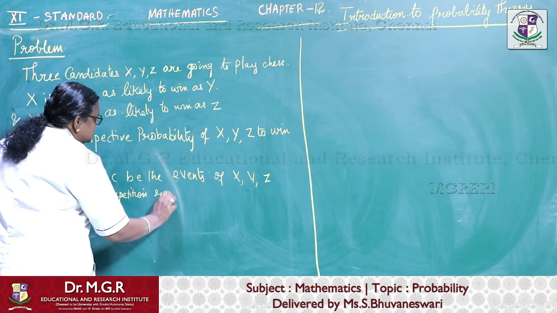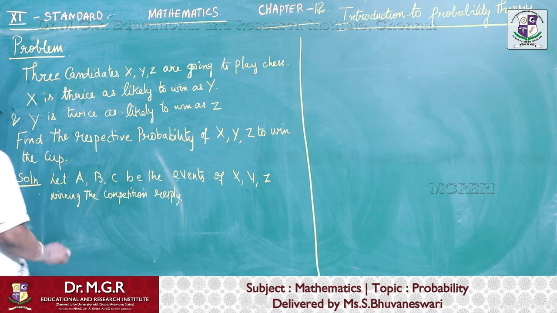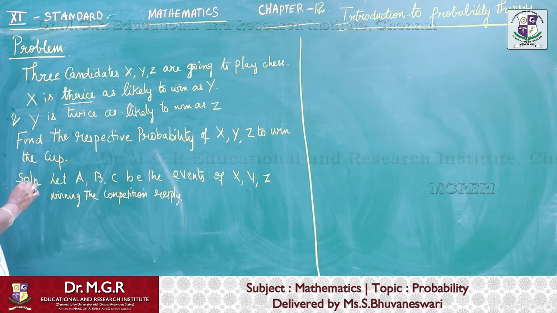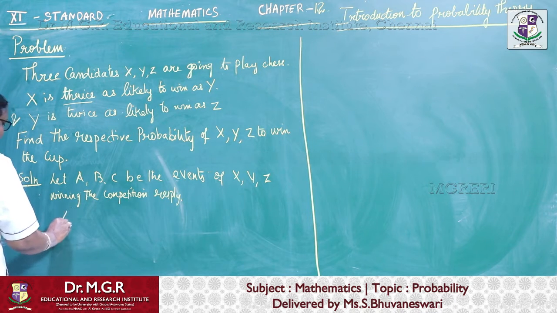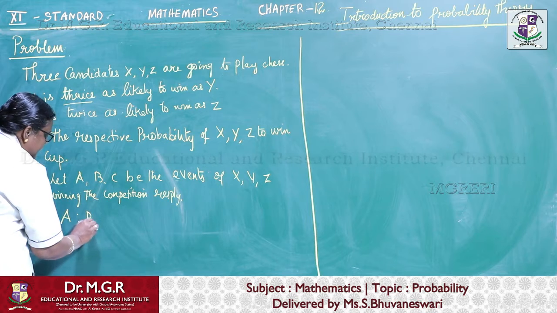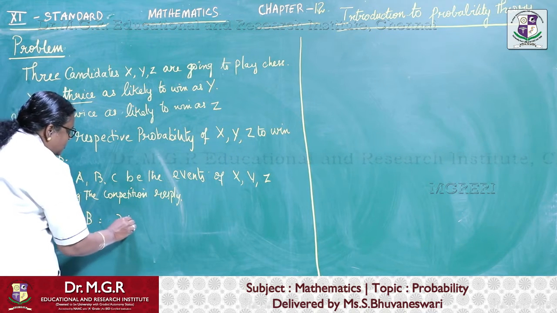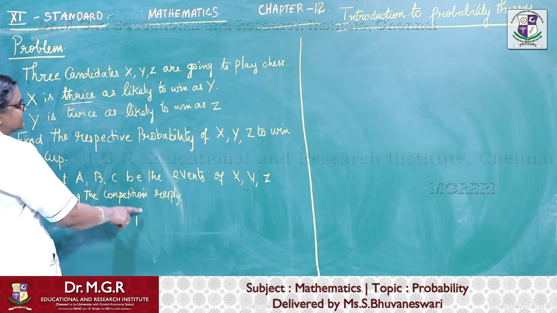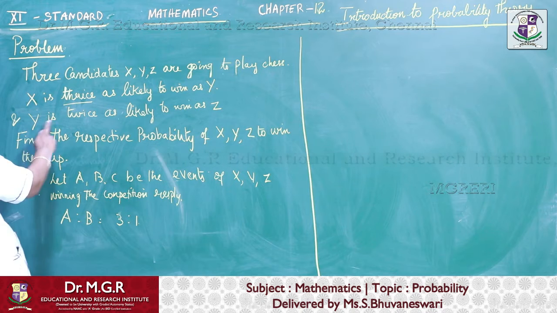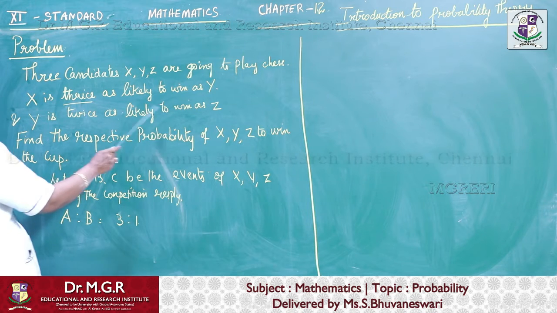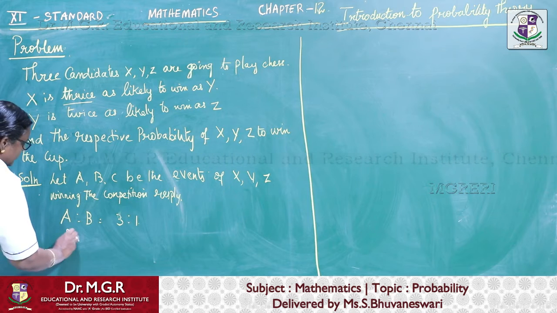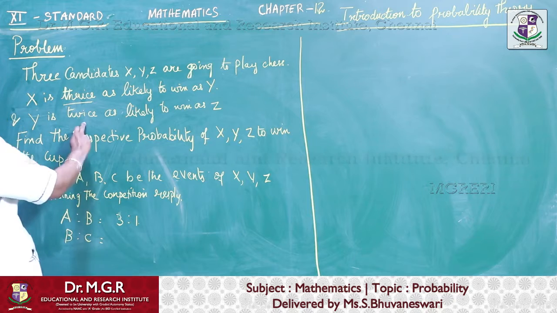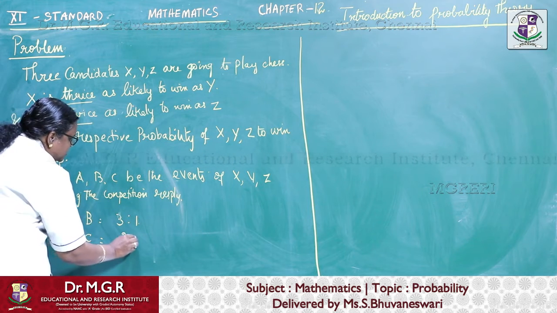First we have to define the events. So what is the condition? X is thrice as likely to win as Y. So A is to B is nothing but 3 is to 1, because the rule is A wins 3 times as much as B. Then Y is twice as likely to win as Z. So B is to C, ratio and proportion. It's twice, am I right? So it will become 2 is to 1.